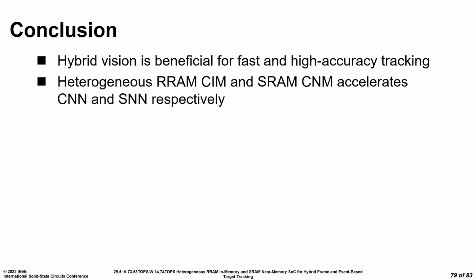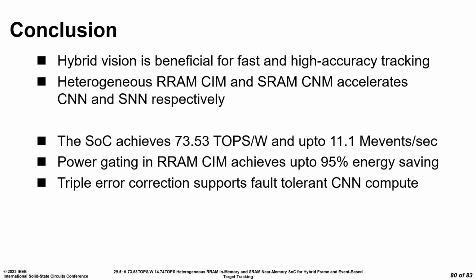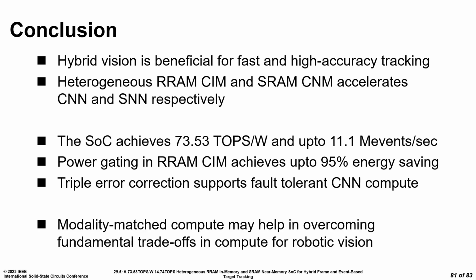To conclude, hybrid vision is beneficial and mitigates the accuracy versus latency trade-off. We use both RRAM and SRAM based accelerators for accelerating SNNs and CNNs. By using power gating, error correction, and parallel operation, we could get both high speed, accuracy and power requirements simultaneously. And we believe that exploration in such heterogeneous cross-layer design can help us mitigate fundamental limitations in sensing and processing.